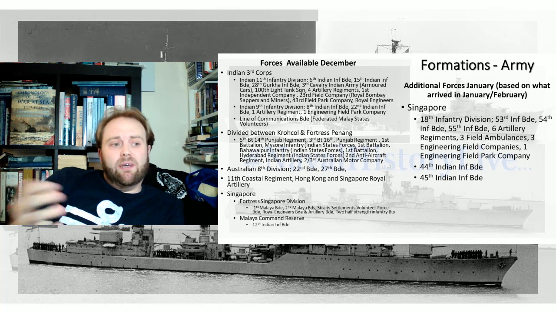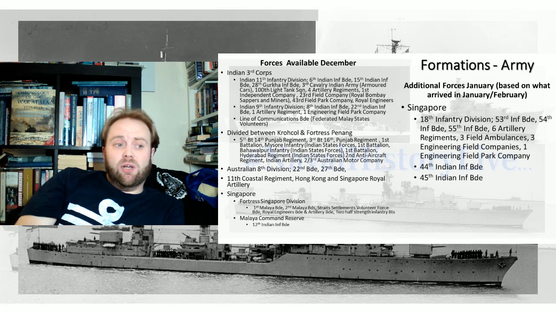And they're going to do the best. Again, the Australian Division, 8th Division, 22nd Brigade, and the 27th Brigade. Don't get me started on the 1st and 2nd Malayan Brigades.